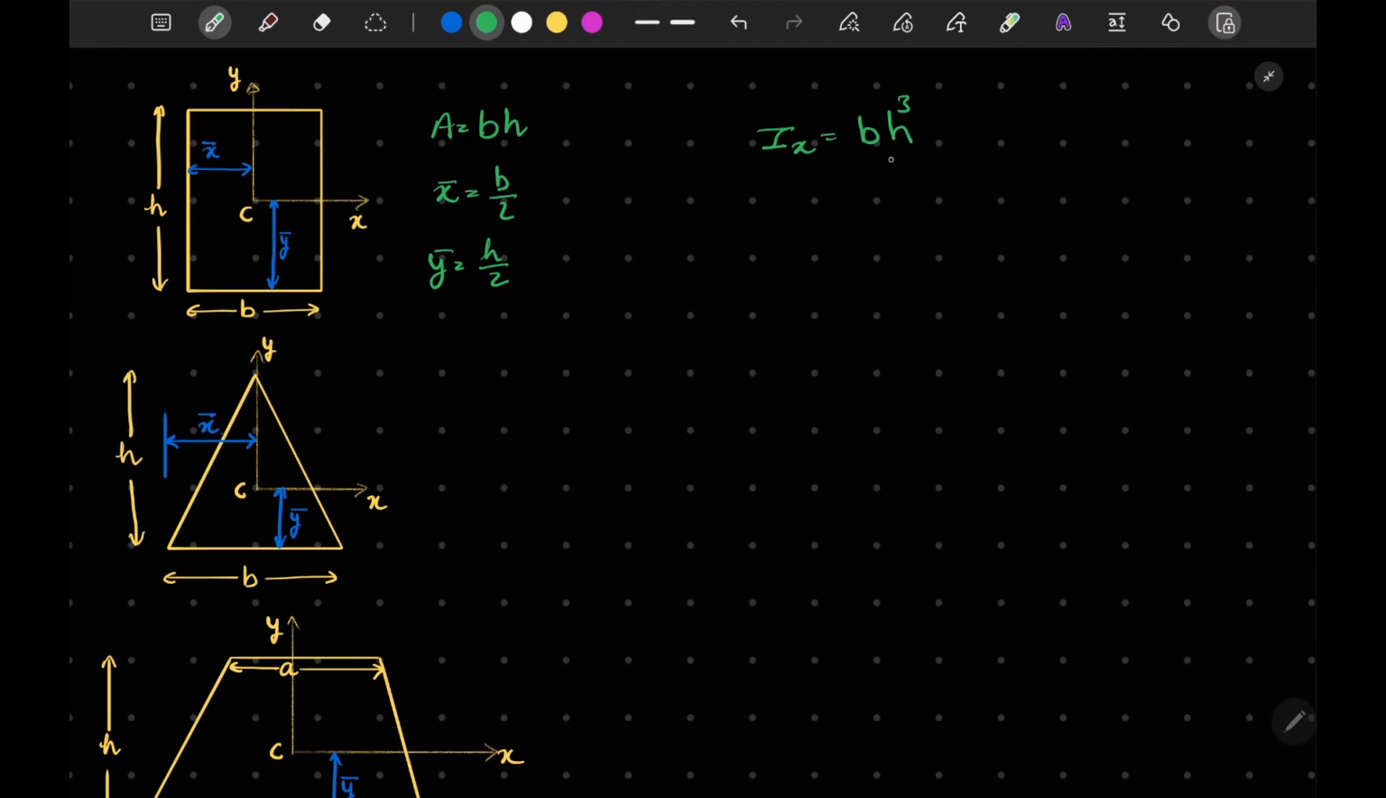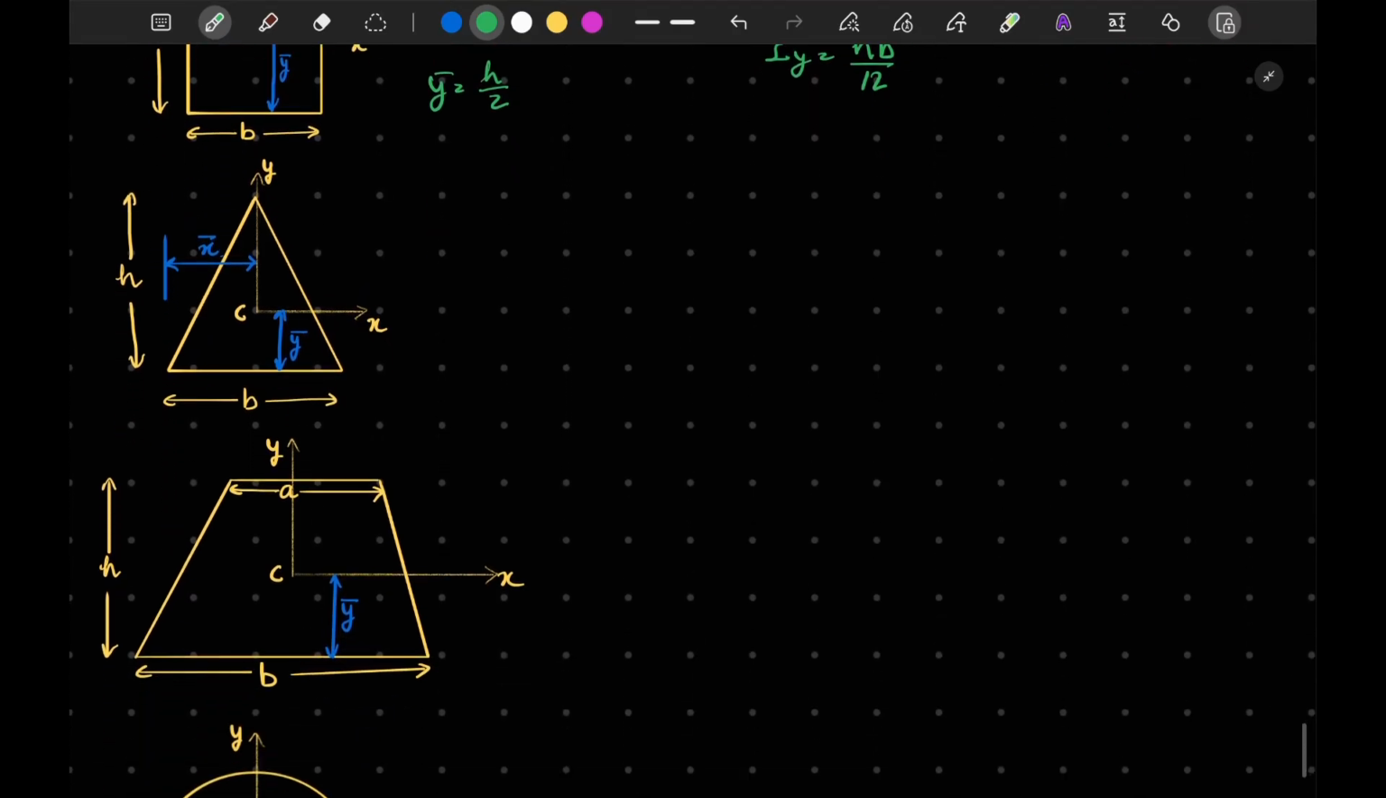So h cube by 12, this is our inertia about the x-axis. Similarly, we can write inertia about the y-axis is equal to h b cube by 12. And if I want to write the polar moment of inertia, I can simply add both. In that case I will obtain bh by 12 into (h square plus b square).